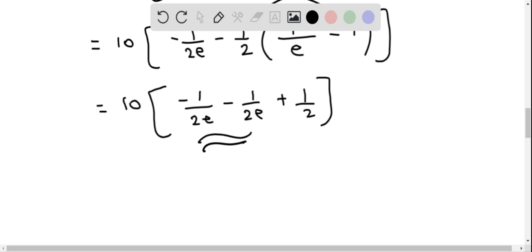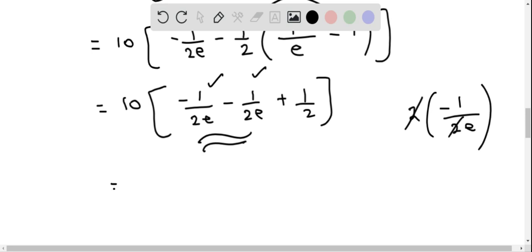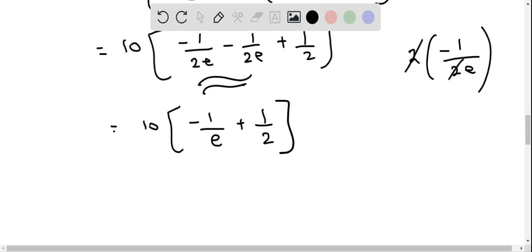Now I can combine these two like terms. This is basically 2 times of, because we have the same term and we have to add in terms of negative signs. So we can write down this as 2 times of negative 1 by 2e. So these two and this 2 get cancelled. So therefore this equals 10 times of negative 1 by e plus 1 by 2. We now evaluate this expression inside the brackets and then multiply with 10. And when we do that, we get the approximate value as 0.6606.